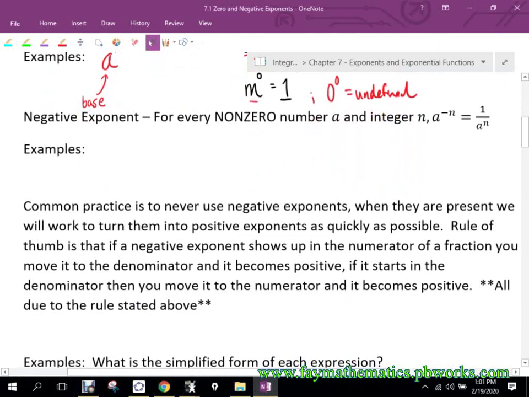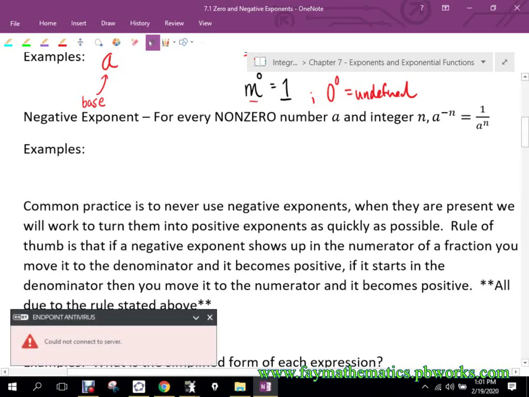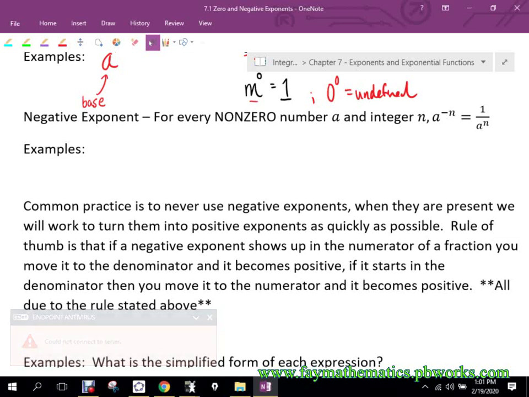The next rule that we talk about is negative exponents and how we operate with negative exponents. And this should kind of be the bulk of what we talk about today. It says for every non-zero number A, and integer n, if you take A and raise it to the opposite of n, give me a number for A. 1. Give me another number. 7. 1's kind of boring. 7? Okay. So if I say A is 7, let's say n is 2.